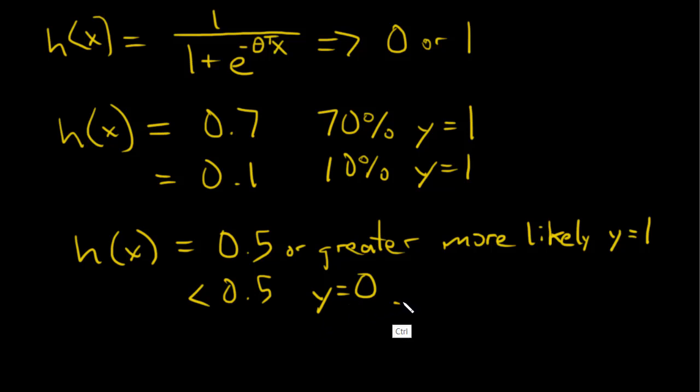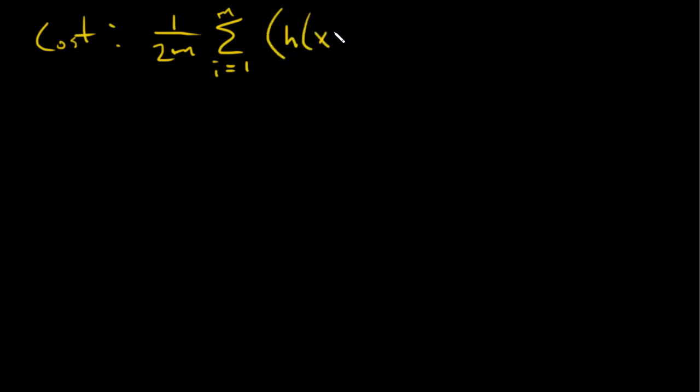So our cost function, if I can delete this, there we go. Our cost function for the linear regression was 1 over 2m summation i from 1 to m of h of x i minus y i, right? And so this gave us our MSE, the mean squared error, okay?